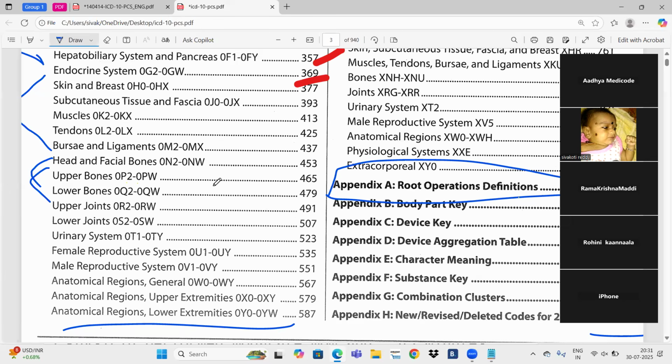Lumbar below is lower, like hip joint, knee joint, ankle joint, lower joints. Shoulder, elbow, wrist, upper joints. Lumbar below, like femur, tibia, fibula, are lower bones. Radius, ulna, humerus, vertebral, sternum, clavicular bone, these all are upper bones. Next, urinary system. Note down the midpoint for dividing upper bones and lower bones, upper joints and lower joints: lumbar.